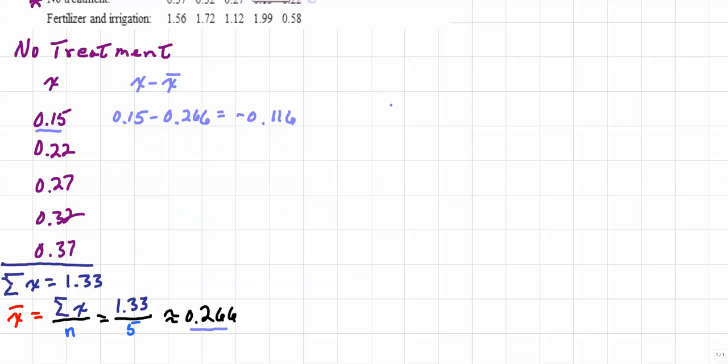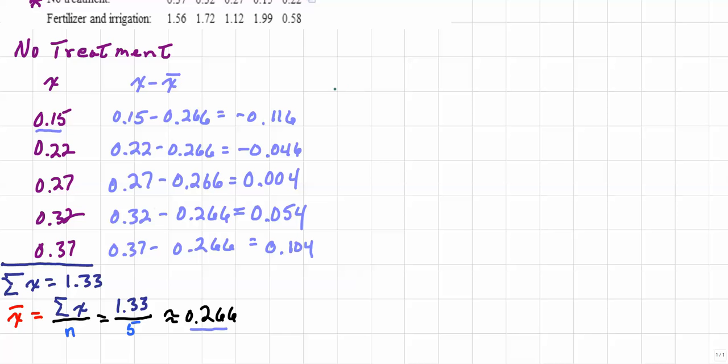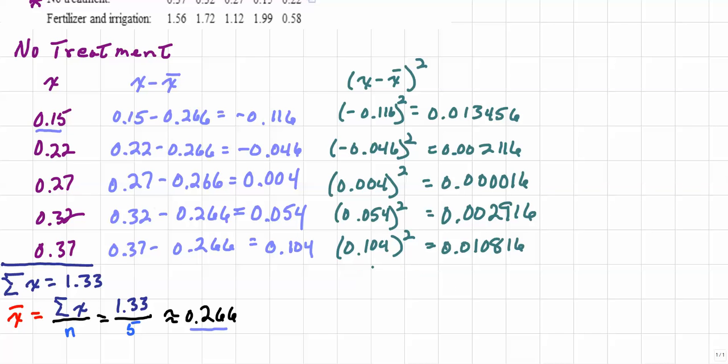Now once I complete that, I'm going to create a new column, and this new column is going to be x minus x bar quantity squared, which means that I want to take each one of these values and I'm going to go ahead and square them. And when I square this one, I'll get 0.013456, and I'm going to go ahead and do that for the remaining 4. Okay, we've completed this section, and now we're going to sum this column also, and this is simply going to be entitled as sigma x minus x bar quantity squared. And when we add all of these 5 values, we end up with the following.